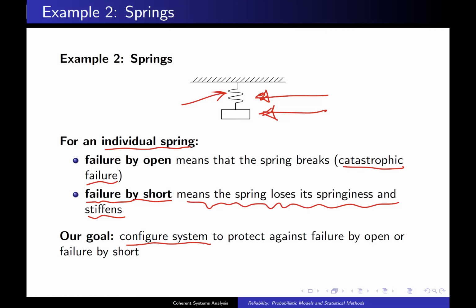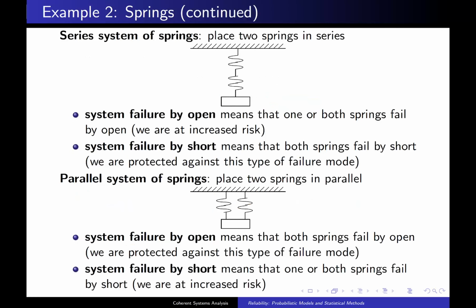And just like in the diode case, we're going to put together a series system of springs, and we're going to put together a parallel system of springs. So to put two springs in series, we just have spring number 1, which we place here, and we attach to it spring number 2.